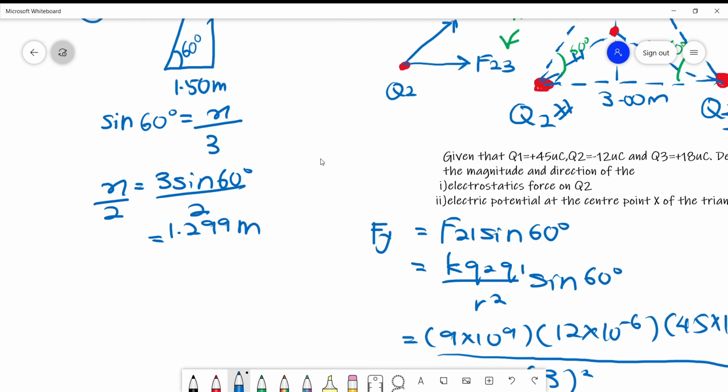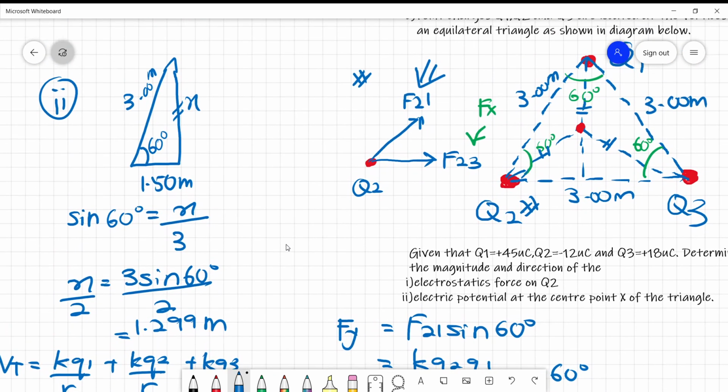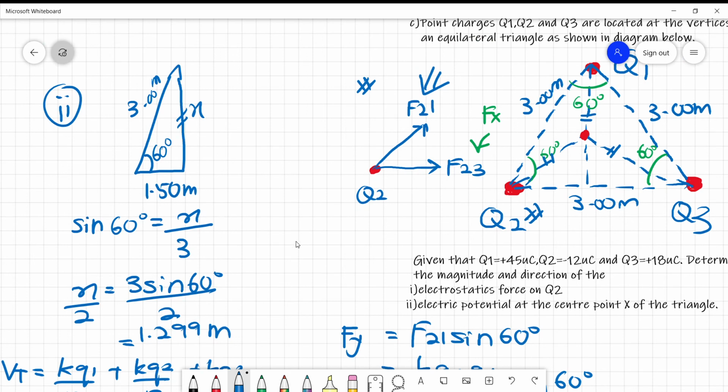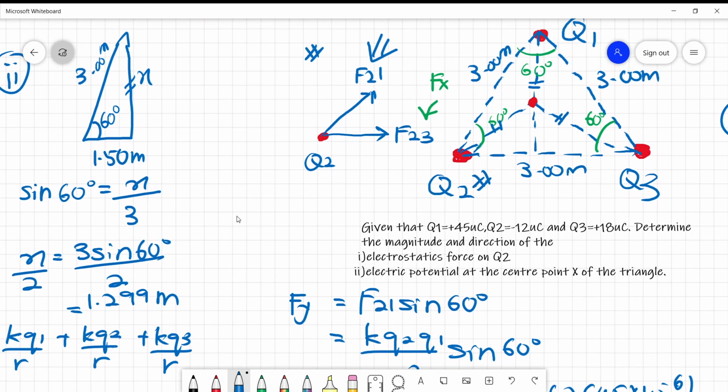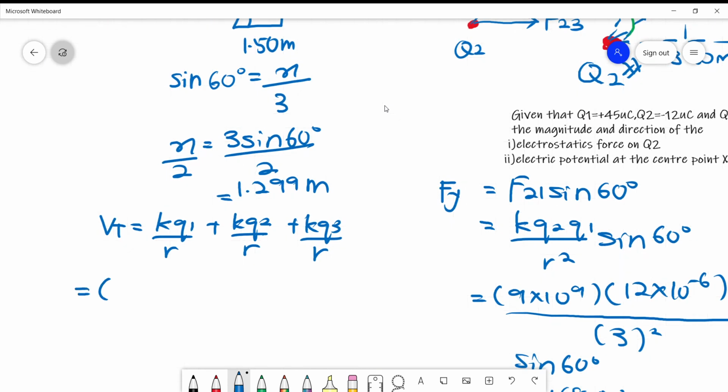So I can finally find out the electric potential: kQ1 over r plus kQ2 over r plus kQ3 over r. I'm still not sure whether the distance is correct, so I just tried it out. If the answer is correct, then that is the solution. So let's just watch.